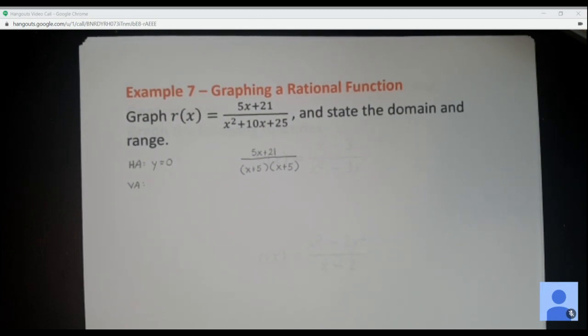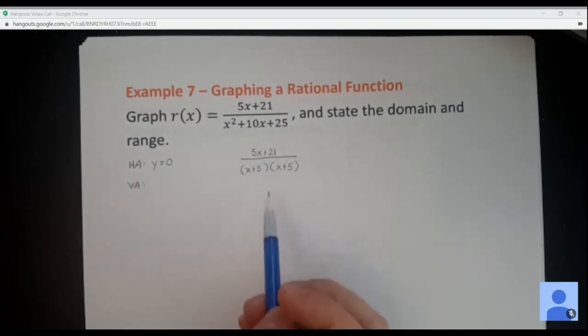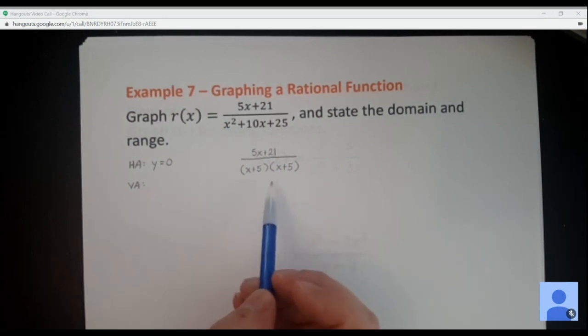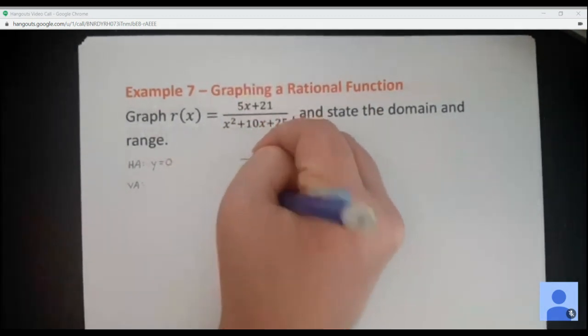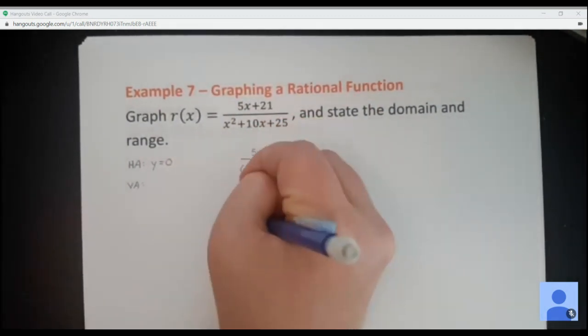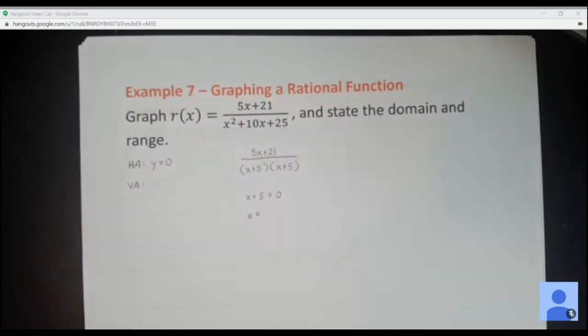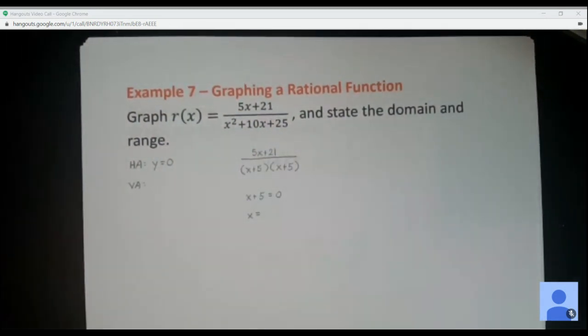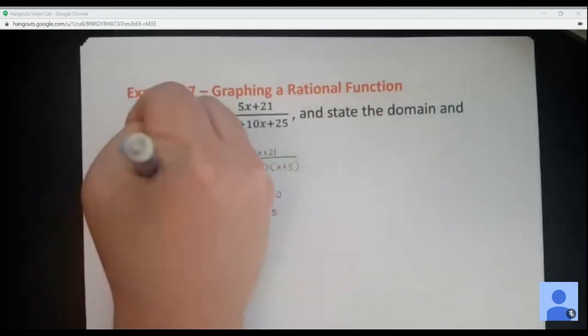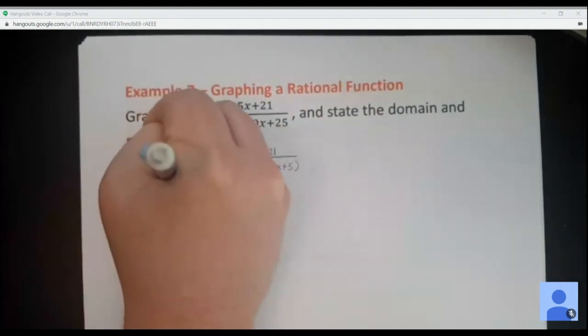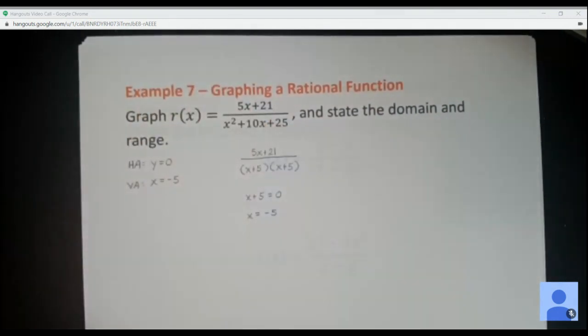No. Cancels out, right? So at that point, we can just take our denominator and set it equal to 0, and since it's going to be the same, I don't need to do that work twice, right? I can just do x plus 5 equals 0, and so we're going to get x equals what? Negative 5. So we only have one vertical asymptote this time, x equals negative 5.